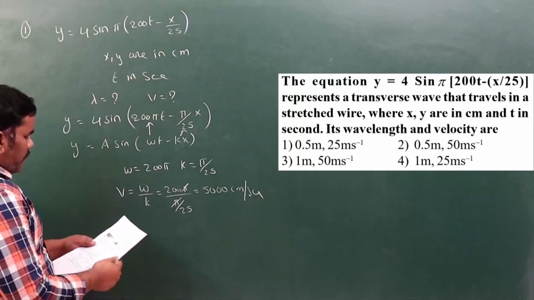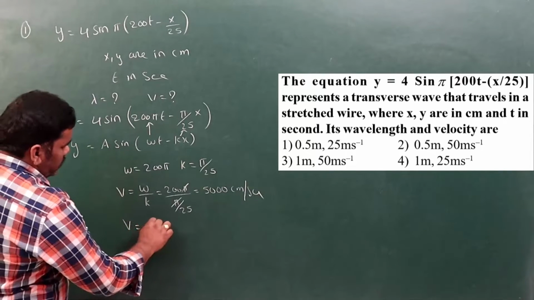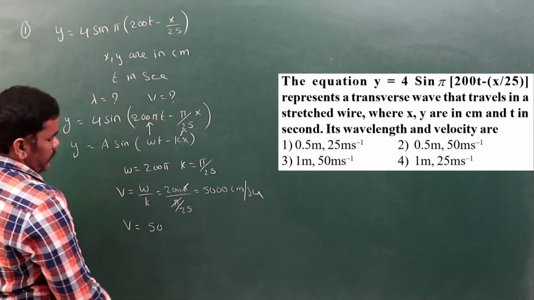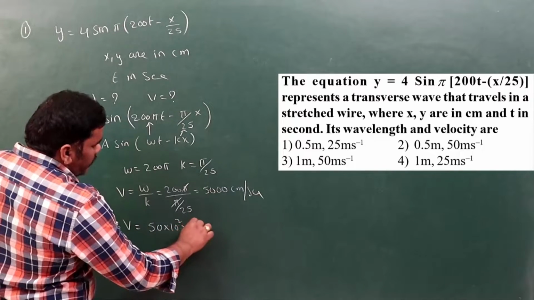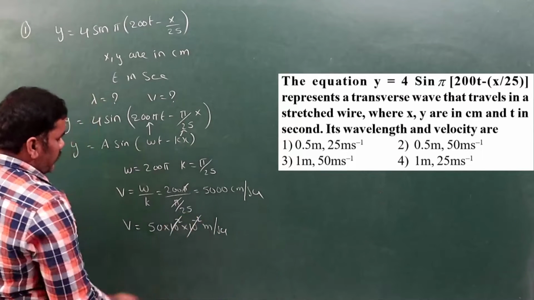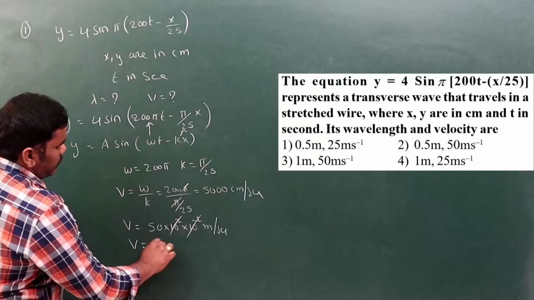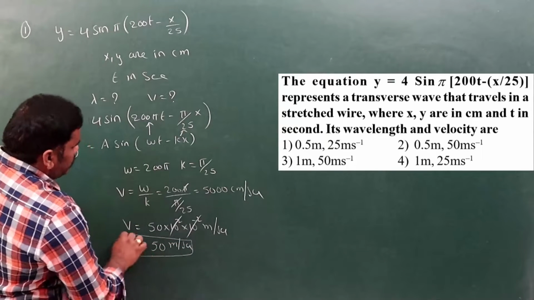is given in terms of meters. So velocity v is equal to 50 into 10 square centimeter per second, which can be written as 10 power minus 2 meter per second. This one cancels. So the velocity of the wave is equal to 50 meter per second.